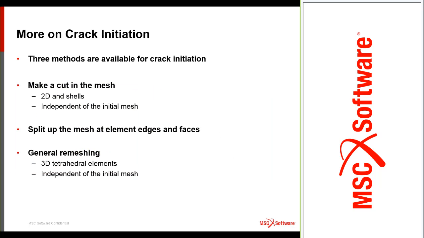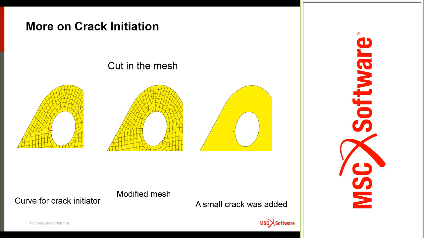So moving on to crack initiation, we have three methods basically. We can make a cut in the mesh into the shells. We can split up the mesh, and we can use remeshing. You can make a cut. You see on the left-hand side here, the red line defines where the cut should be. So that's your input, just a line. When Marc does the initiation, it creates a cut in the mesh, and in the center it has changed the mesh, shifted nodes, etc. And in an outline plot, we see it was actually split up.